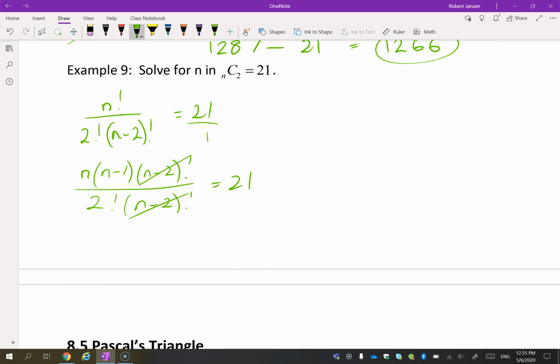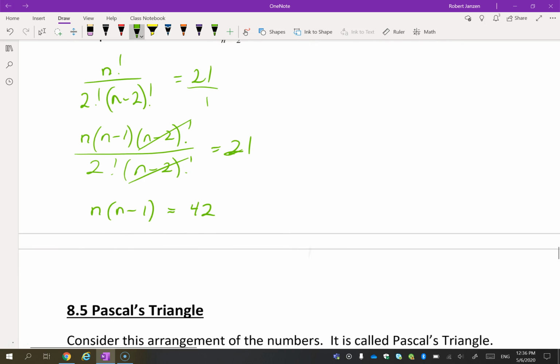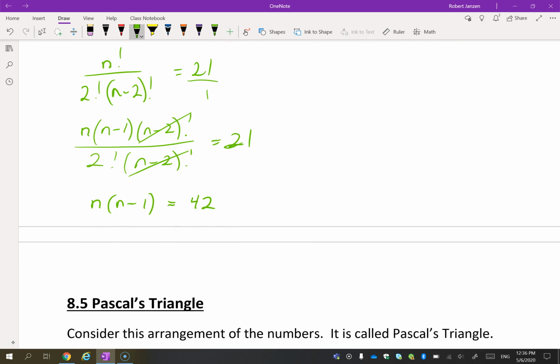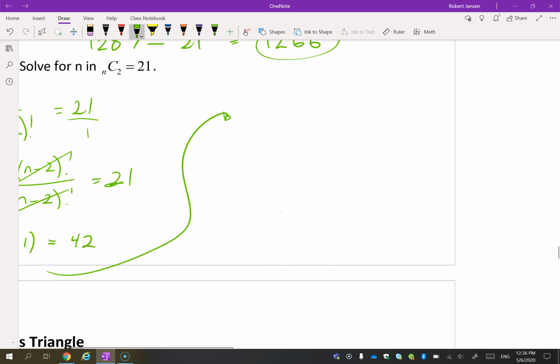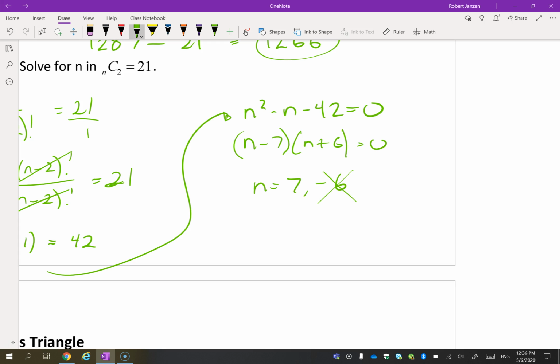Okay. By the way, make sure you keep it an equation. So then you have n times n minus 1 equals 42. Then let's bring everything to one side of the equation. So you get n minus 7, n plus 6. So n is 7 or negative 6, and again, we can't have a negative value for n.